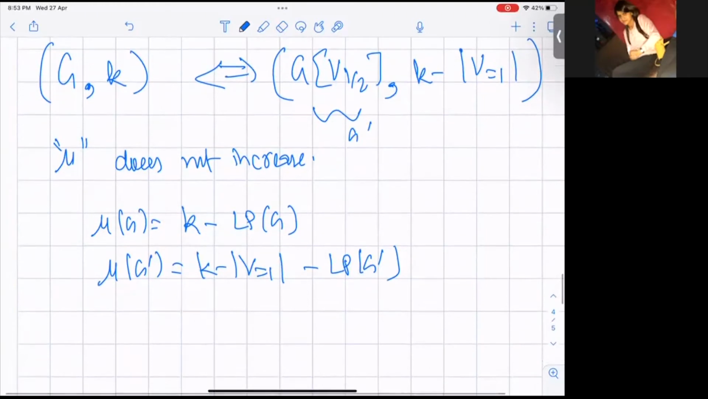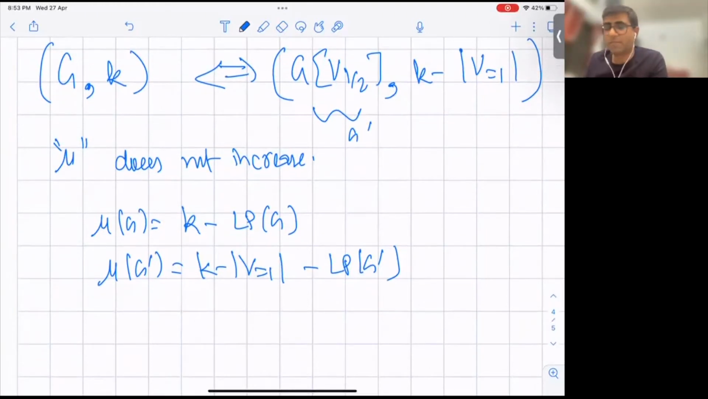So this is a measure associated with the graph G, which is K minus the LP value of the LP solution. And mu of G prime is K minus it. So for correctness, there is no issue. We have already proved it. But we also have to show that our measure does not increase when we apply this reduction rule.